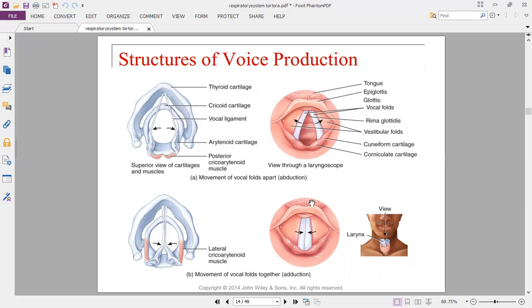So it depends, when viewed, on whether the vocal folds move together or move apart. They are either abducted, moved apart, or adducted. Adducted means that they are close together. So these are the anatomical terms, abduction and adduction. These are the vocal folds in this larynx region, and this region here is called the rima glottis. These are the vestibular folds, and these are more cartilages.